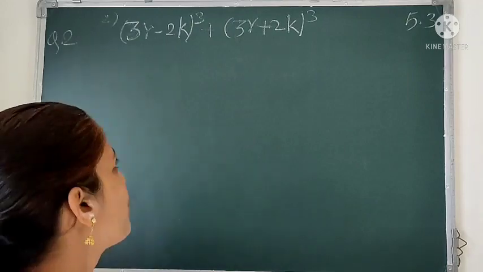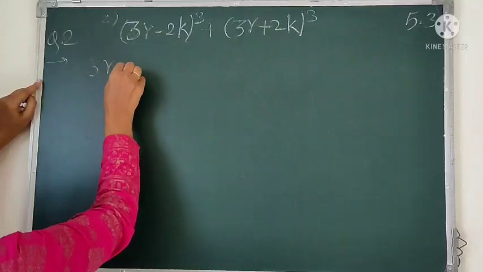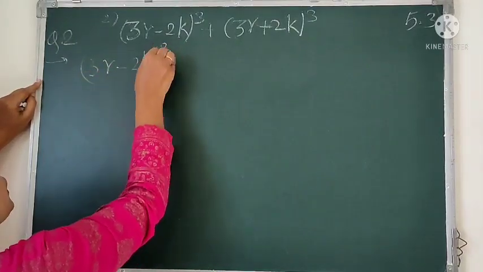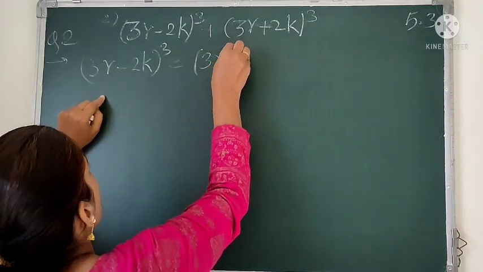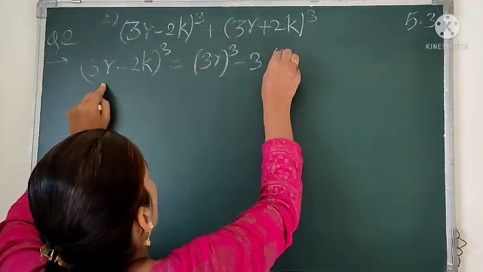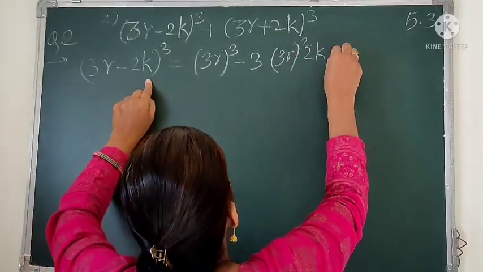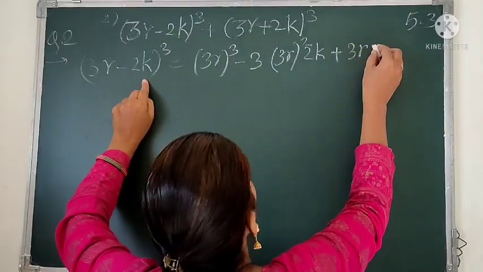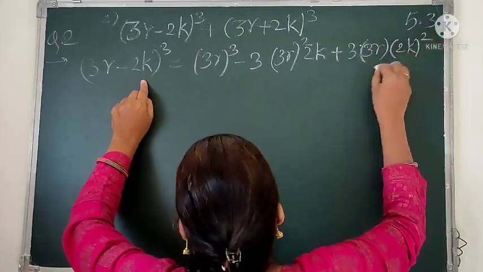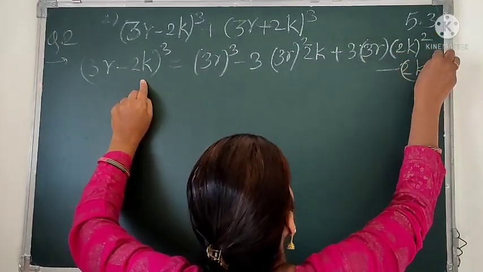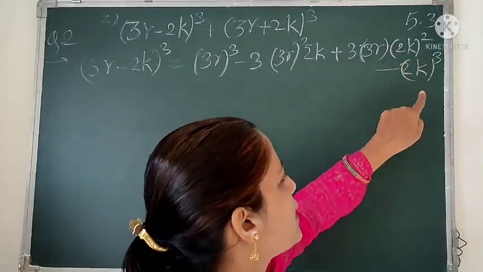Example number 2. (3r - 2k) cube plus (3r + 2k) cube. We will expand the first bracket. So (3r) cube minus 3 into (3r) square into 2k plus 3 into 3r into (2k) square minus (2k) cube. The formula is a cube minus 3a square b plus 3ab square minus b cube.